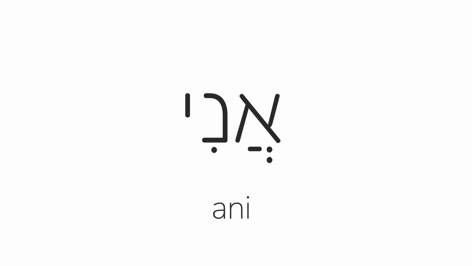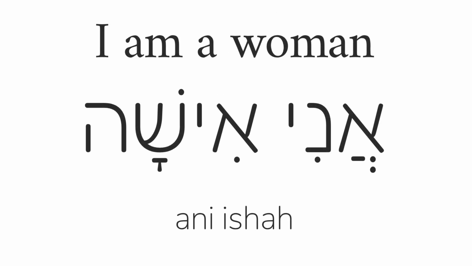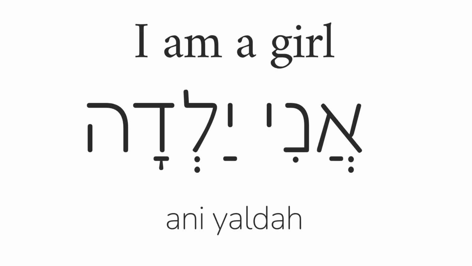The word ani doesn't change whether you are male or female, so you can use ani to say ani isha, I am a woman, isha. Ani yeled, I am a boy, or ani yalda, I am a girl.